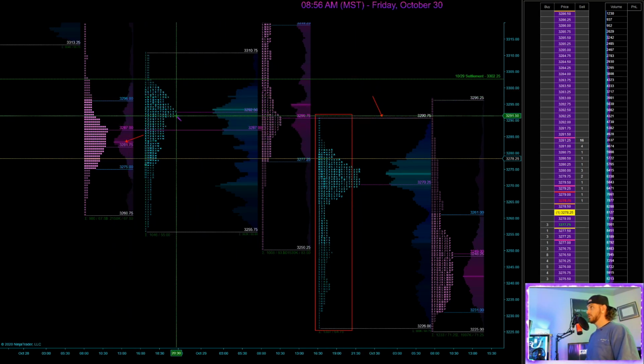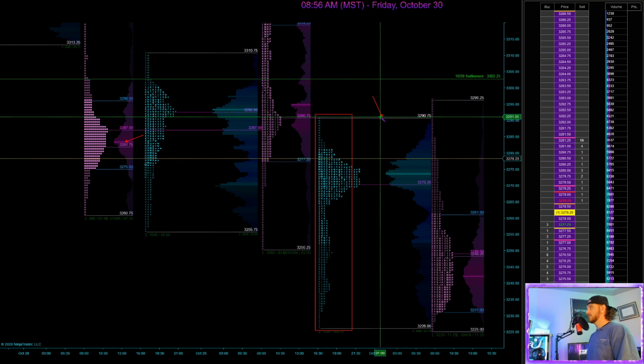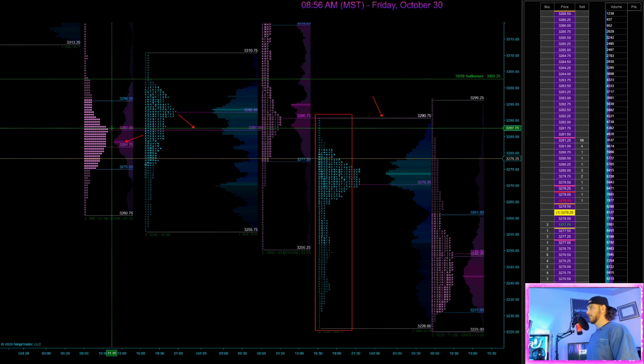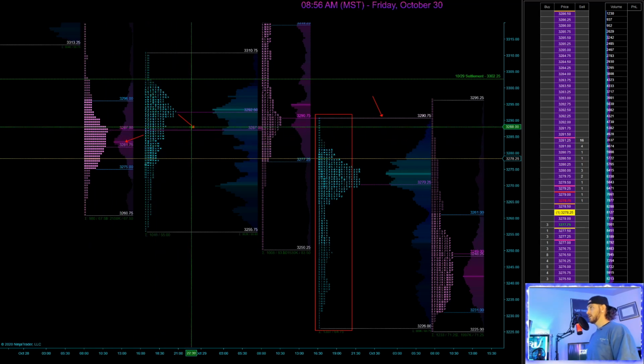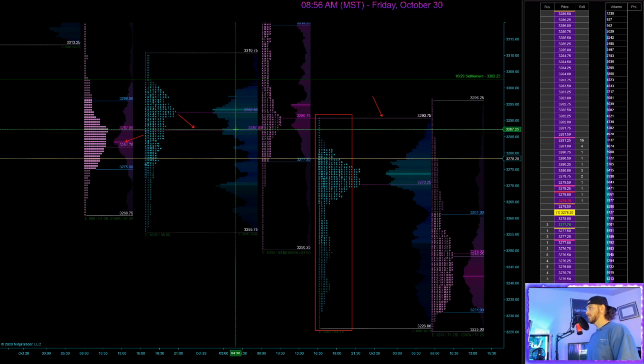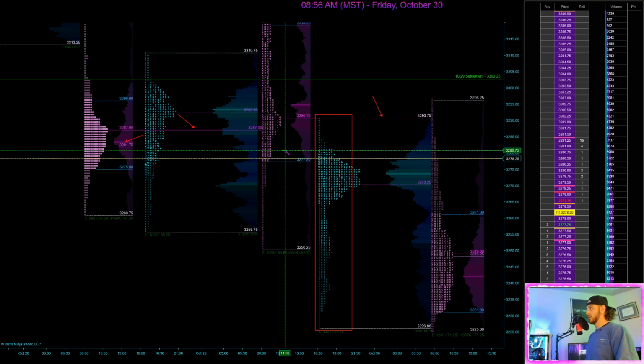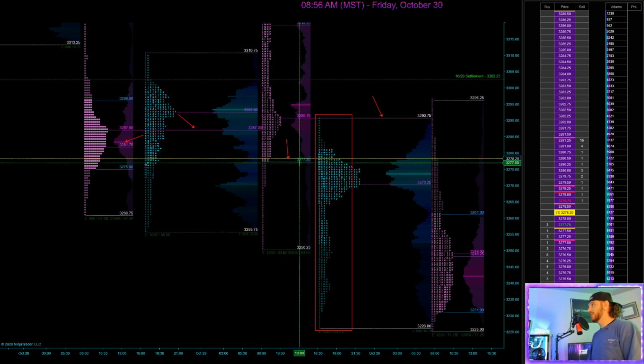So just to reiterate, this was the line in the sand. Line in the sand broke to the downside. First target hit, POC from the 28th session. Second target hit. Once we lost this POC, we moved down to this initial balance level. Once we lost that initial balance level, we then proceeded to move down to my third downside target, which was the value area low from yesterday, 32.7725 right here.